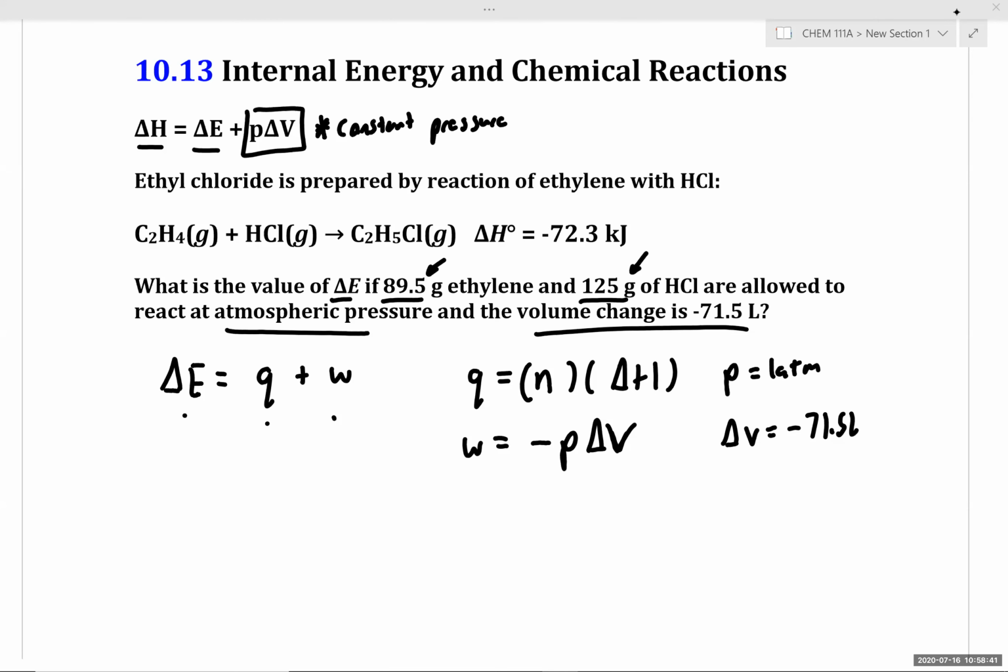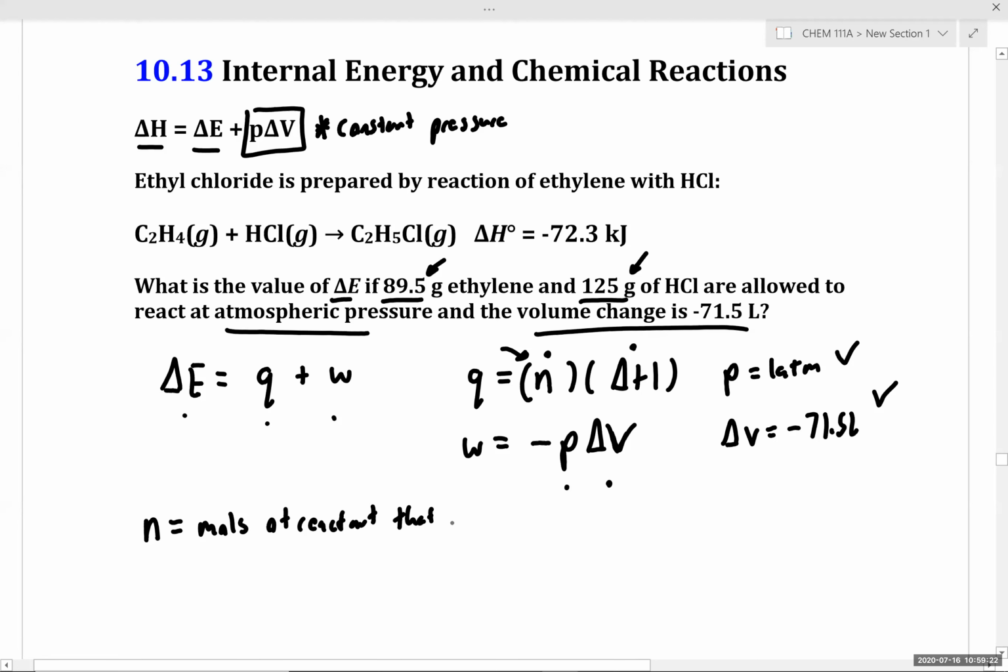So in terms of calculating heat, we're going to take the number of moles times our enthalpy. For work, we're going to take the pressure times the change in volume. With this established, we can calculate work since we know the pressure and we know our volume. Now we're going to focus in on this N term. N is equal to the moles of reactant that reacts.